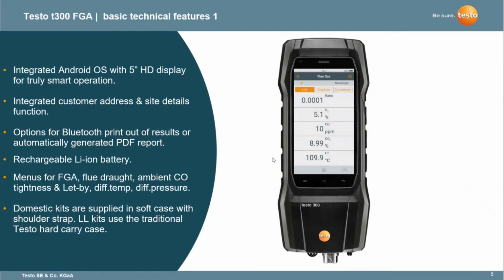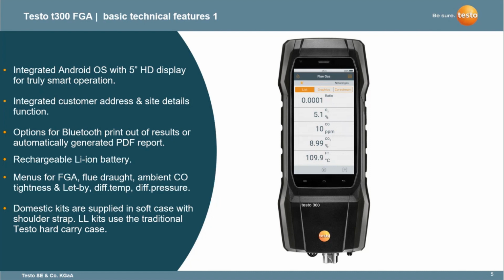So some basic technical features. The 300's got the integrated Android operating system. It's the only instrument out there that's got this 5-inch HD touch type screen for a truly smart operation. We've all been used to smartphones now with the beautiful screens and the way you can actually interact with it with swipe gestures. You've got exactly the same with the 300. If you want to make the screen bigger, for example, it's just literally a pinch function with your fingers and you can make the screen bigger or smaller.